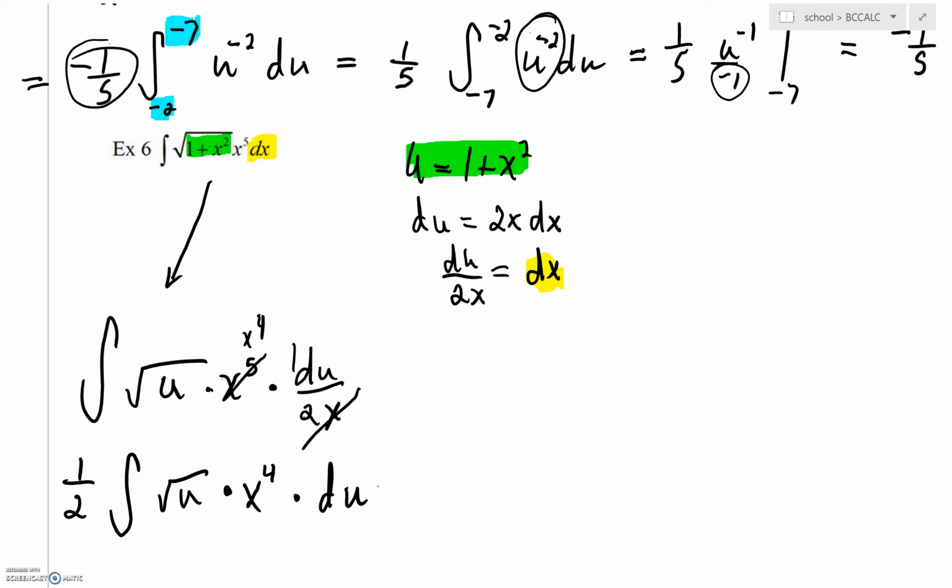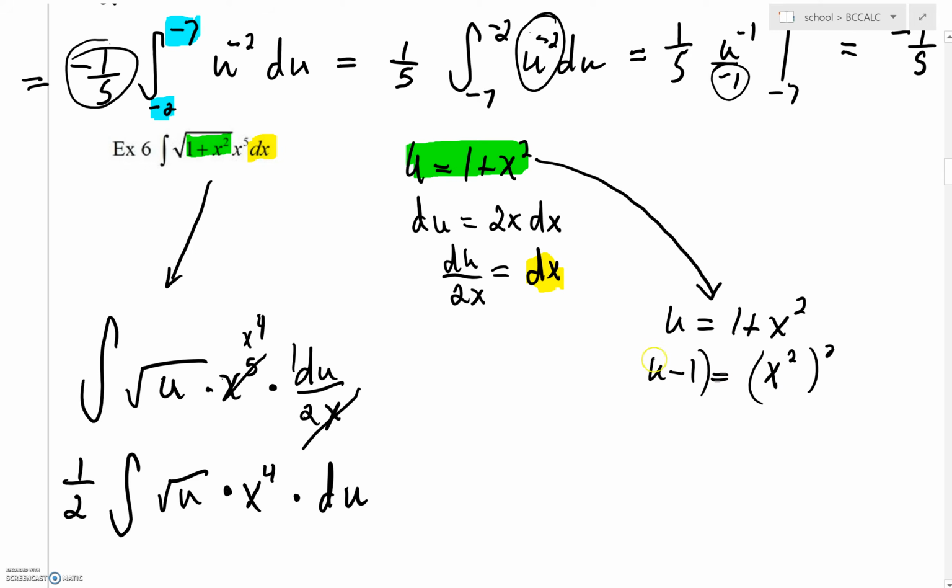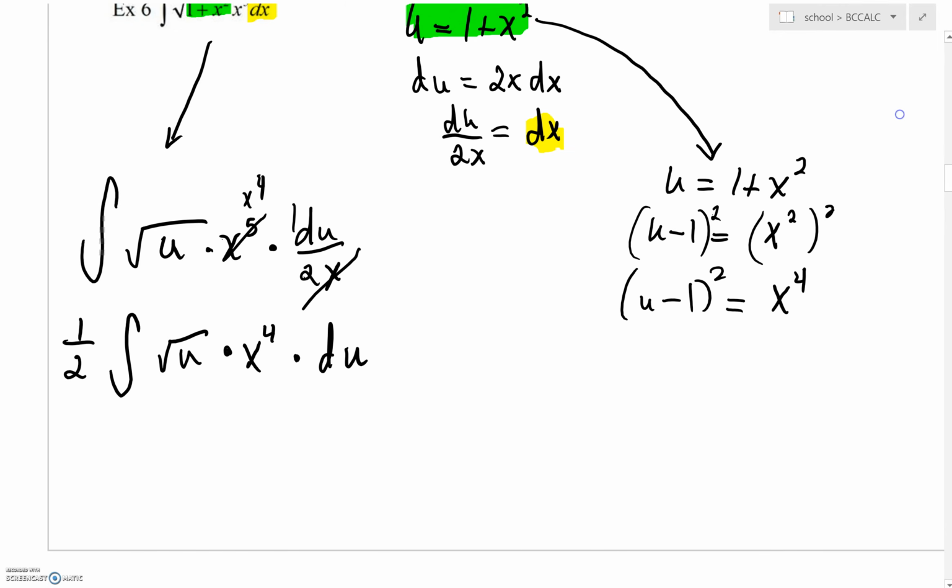You can think, how in the world can we ever get out of this? And here's how. Go back to this u substitution. But I want you to pay attention to this statement. I could solve for x squared. And if I square both sides, I'm going to have an expression for x to the 4th. That's the key.